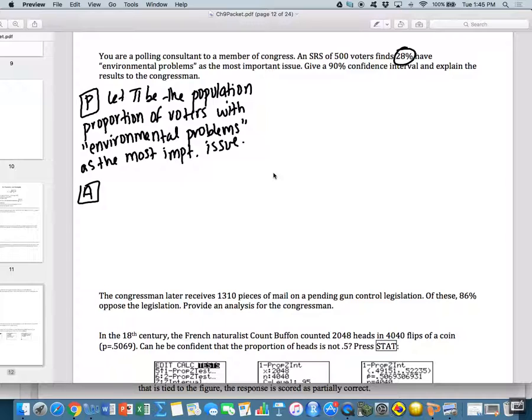Next, we have to check the assumptions. The first assumption for every single problem for the entire rest of the semester is going to be the same assumption. That assumption is that you have a random sample. Remember that you can only generalize from a sample to the population if the sample is random. Here it says simple random sample. So I just want you to write yes, stated.